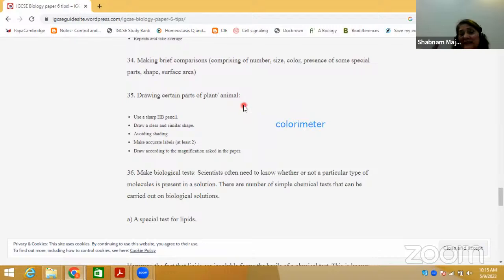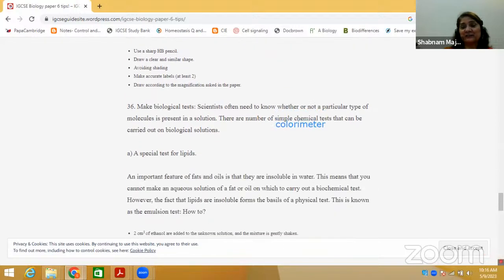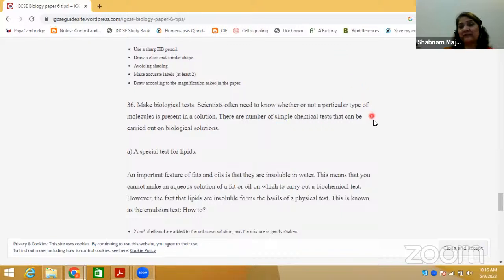Drawing certain parts of plants and animals, already mentioned to you. Use a sharp HB pencil, draw clear and similar shapes, avoiding shading, no shading, no coloring, and make accurate labels. If the paper asks you to use labels, then you label it; otherwise, you don't need to. Draw according to the magnification asked in the paper. It depends on what photomicrograph he has given you and asks you to draw. Is it only part of the specimen or drawing, or in a photomicrograph, is he asking for a full cell or a full seed or a full flower whatsoever?